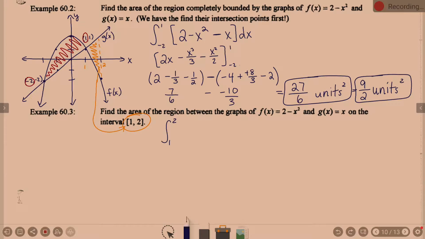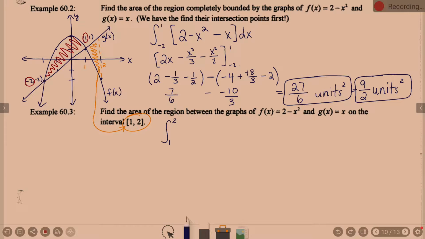Now, x is the upper, right? Did my upper and lower curve flip-flop? Because once it went through this intersection point right here at (1, 1), now g of x is on top and f of x is on bottom. So we're doing our g of x minus our f of x curve because what's on top has flip-flopped.